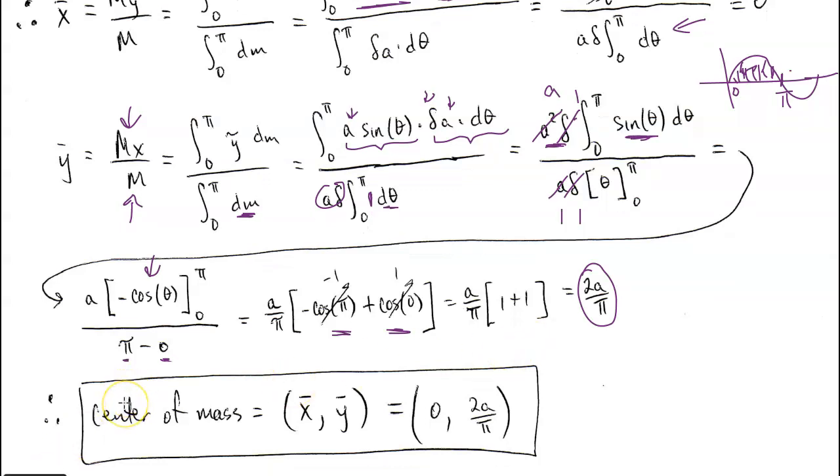And so this concludes this final example and the video series on using definite integrals to calculate moments and find center of mass of one-dimensional and two-dimensional objects.